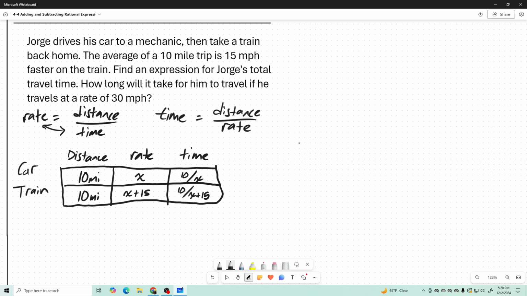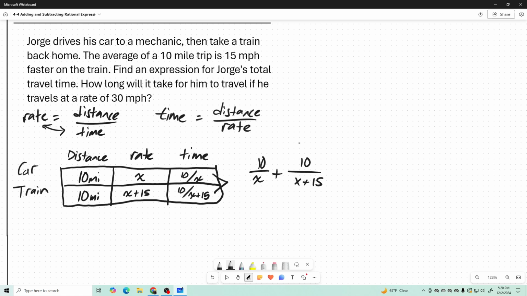And now, how long will it take for him to travel if he travels at a rate of 30 miles an hour? Well, the 30 miles an hour we'll be able to plug in once we simplify this, right? But for now, we have to use one rate for the time he's on the car, and one rate for the time he's on the train. So the total time is going to be the combination of these two things: 10 over x plus 10 over x plus 15.